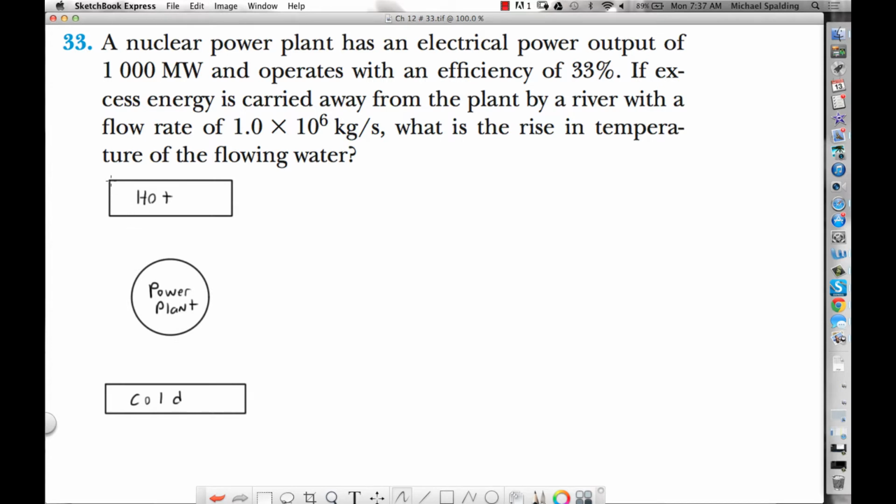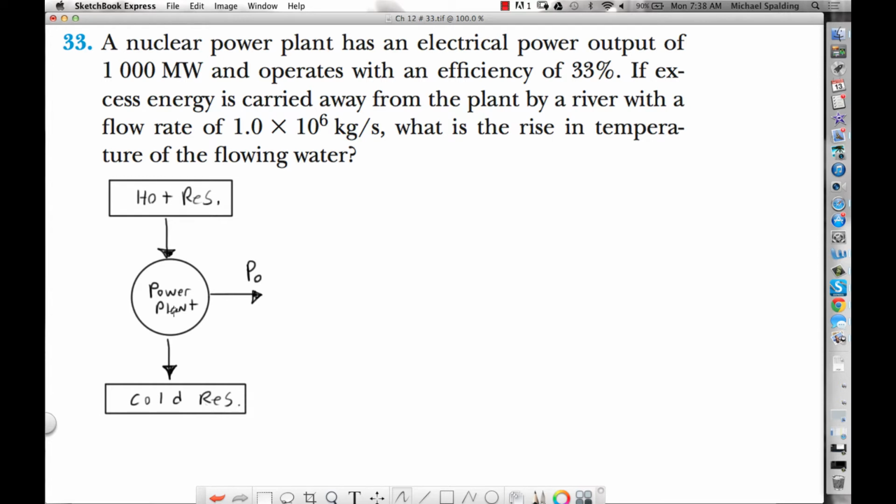They operate off of heat. So you have a hot reservoir, you have a cold reservoir. What does the heat energy do? Heat energy flows into the engine, which in this case is the power plant. Some of that comes out as useful work, which we're going to call power output. If you're talking about the power output of this plant, that's how much usefulness you're getting from it. And then the rest of the energy gets dumped to the cold reservoir.